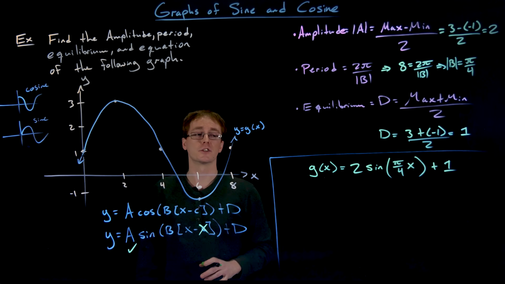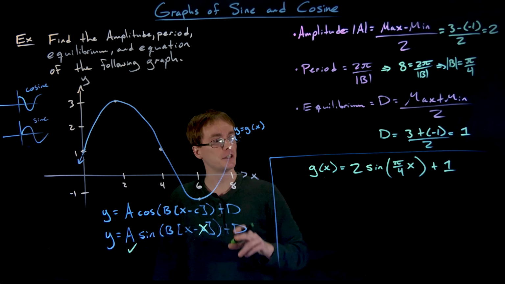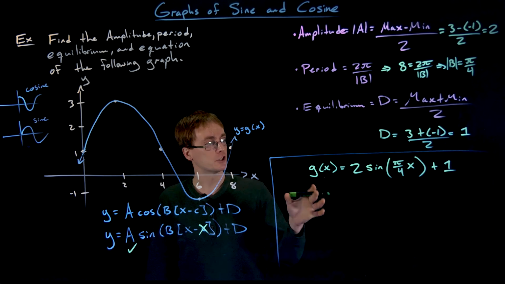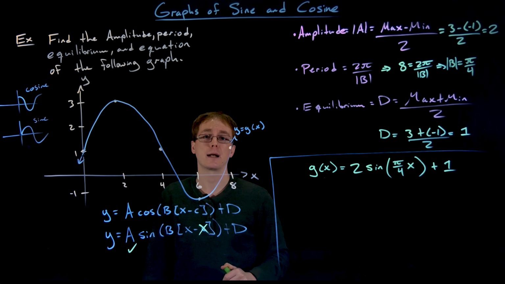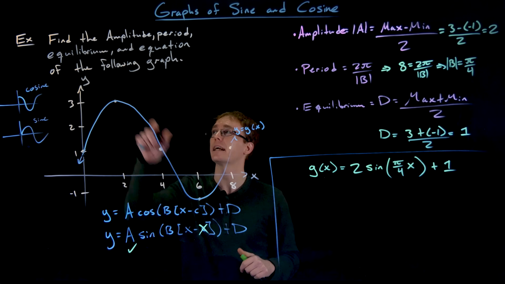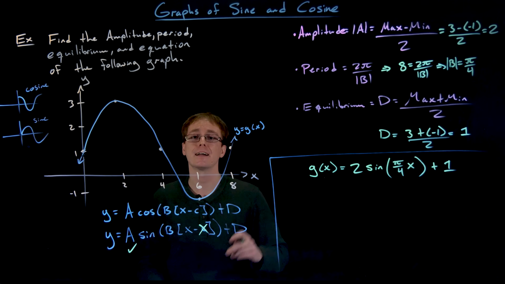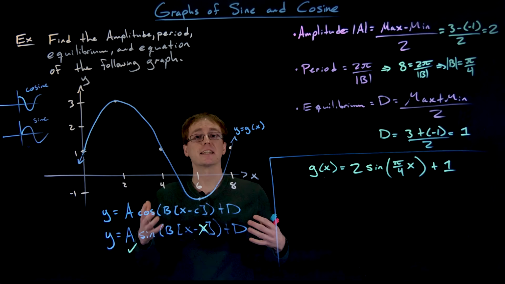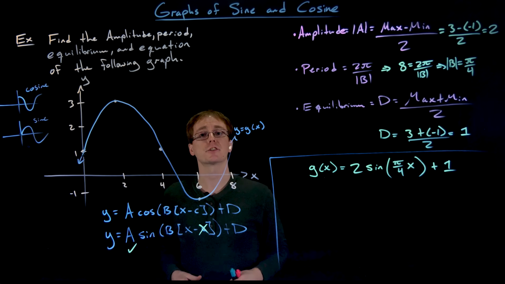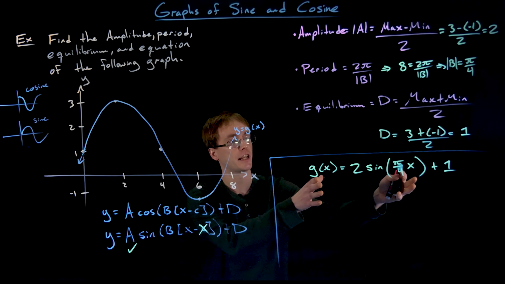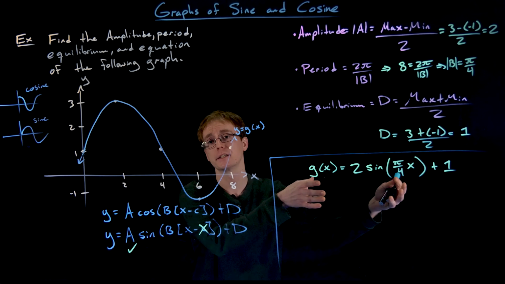So one answer to this question is the function g of x, which is given by the equation 2 times sine of pi over 4 x plus 1, will match this graph perfectly. That is one answer to our example, but it is not the only answer. There's actually infinitely many other sine functions that we could also use to match this graph, but all those are essentially the same as the sine function we have written here.